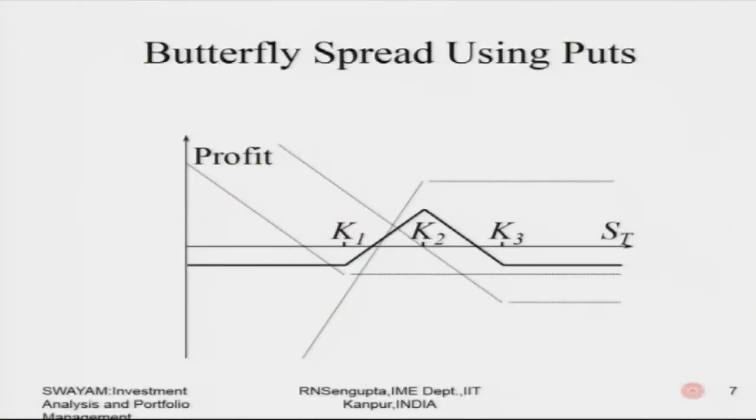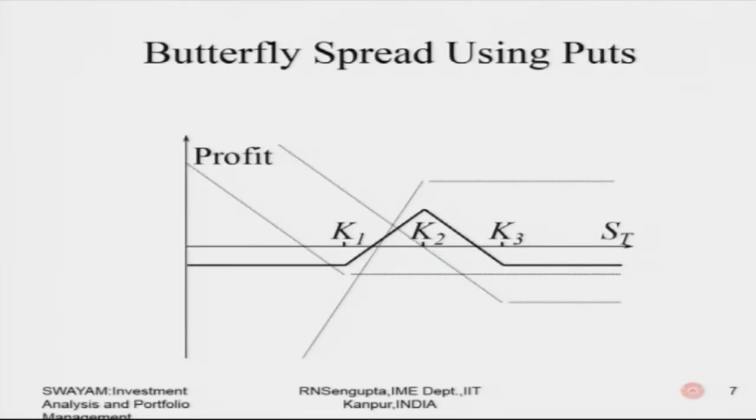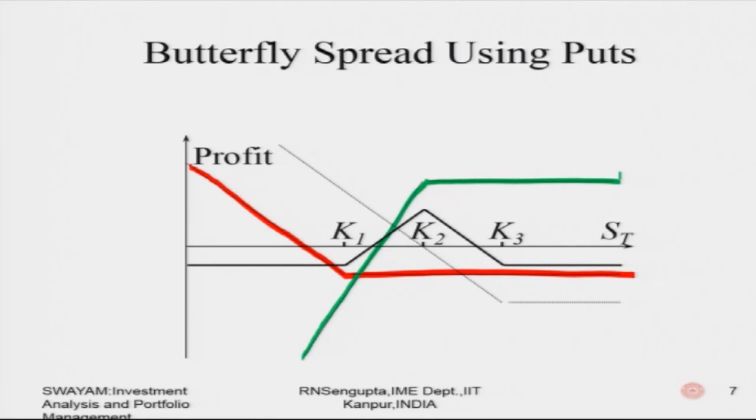Now you have the butterfly spread using the puts. Initially, if you remember, they were all the calls. So now you have the puts. I will use again the same marking scheme. First one, for the K1 price, it is red. Second one, with strike price of K2, was in green. And the third one was marked using the orange one, which is for the price of K3.